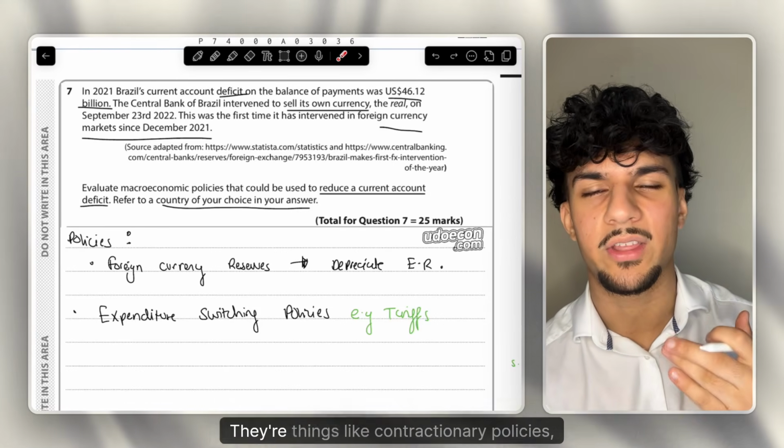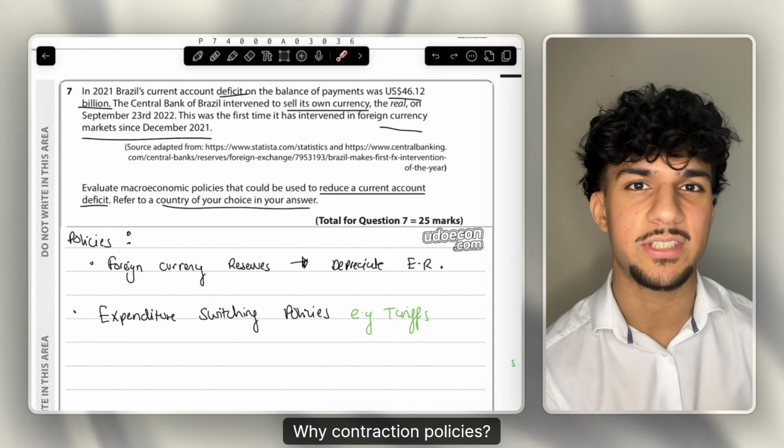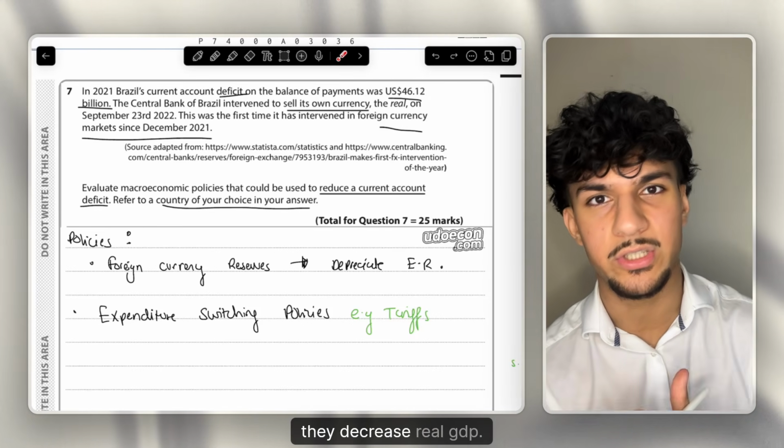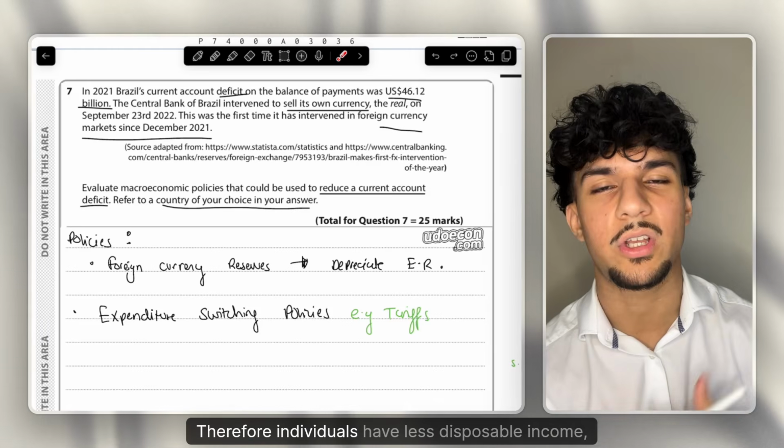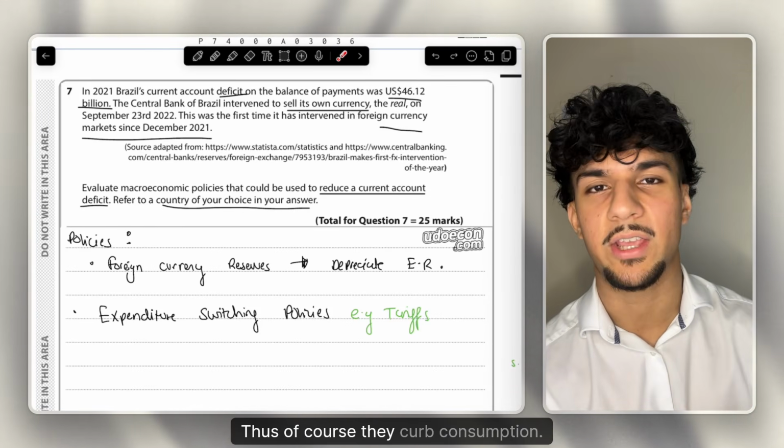They're not really used a lot. They're things like contractionary policies, like contractionary fiscal, contractionary monetary. Why? Contractionary policies are just contracting the economy. They decrease real GDP. Therefore, individuals have less disposable income and can spend less on consumption. Thus, of course, they curb consumption.